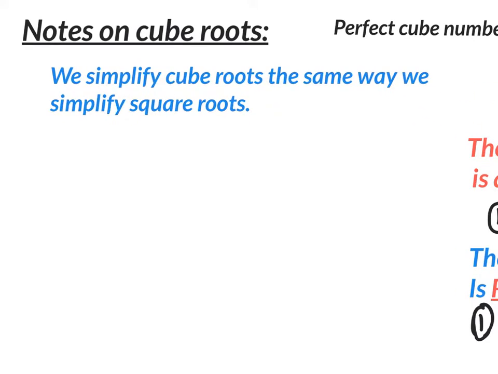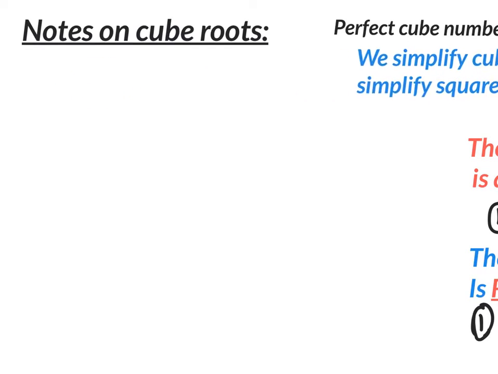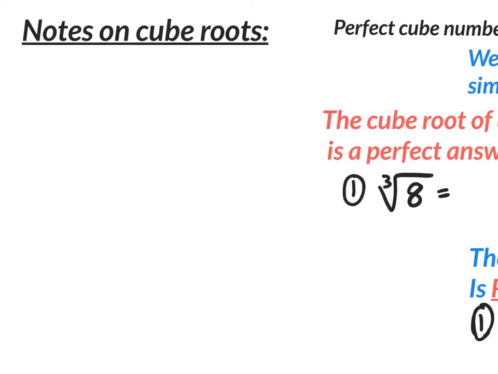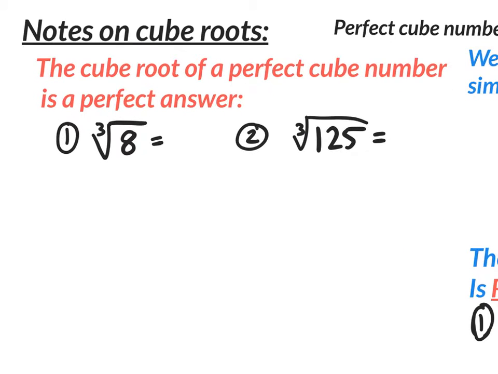We simplify cube roots the same way we simplify square roots. You don't have to copy this down, but let's just pay attention here. On a square root, you want a perfect square number. On a cube root, you want a perfect cube number. And if you don't have it, you could rewrite it with multiplication to get that perfect cube number. But let's not even start with that. Let's start out with something simple. The cube root of a perfect cube number is a perfect answer.